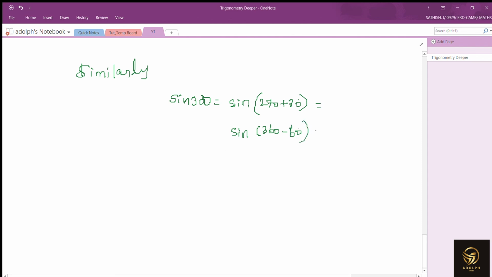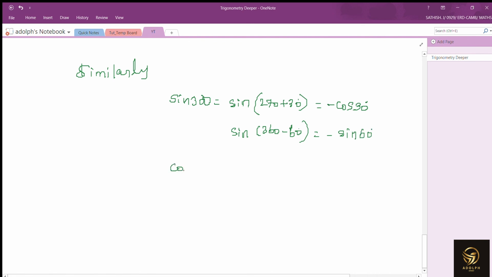So either positive or negative, it's a fourth quadrant value, so sine is negative, so in both the cases I will be getting negative. And for 270 I should change sine to cos, it's going to be 30. For sine 360 I don't want to change, it is sine 60.